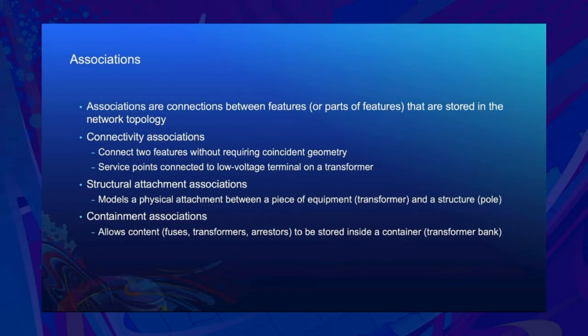So here's one example from an electric network. Many utilities do not want to incur the cost of modeling low voltage cables between a transformer that sits on a pole and the actual house. So what they'll do is they will just simply connect the low side terminal on the transformer to a service point, which is located typically on the side of a house. And you can then connect these 2 features without drawing the line between them and without filling in the attributes for that connection.